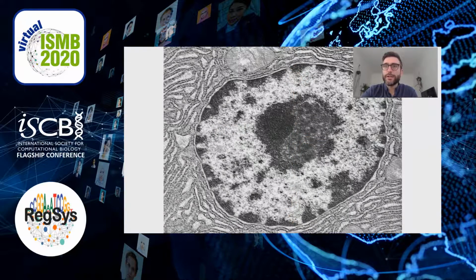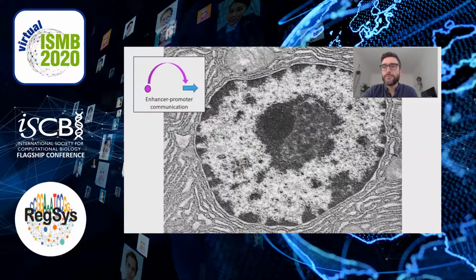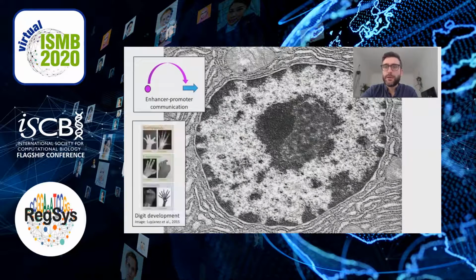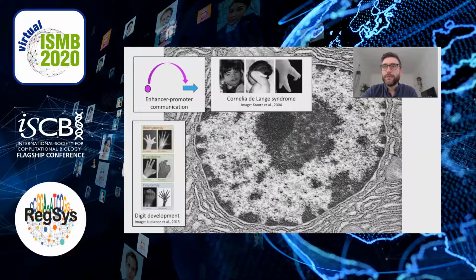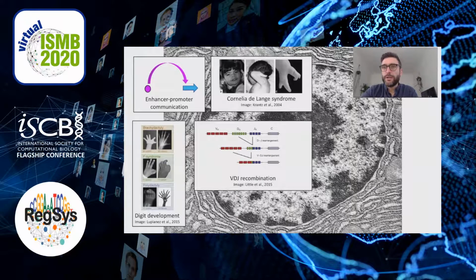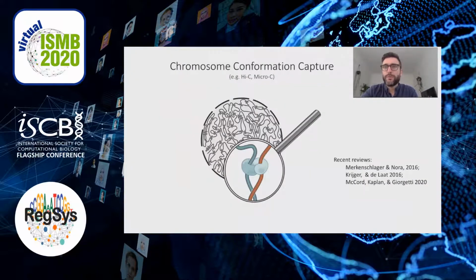Emerging work now connects genome folding to processes that range from communication between enhancers and promoters, to digit and limb development, to systemic developmental diseases like Cornelia de Lange syndrome, and VDJ recombination and the generation of immune repertoires. Genome-wide chromosome conformation capture experiments, including Hi-C and Micro-C, have greatly advanced our understanding of how the key proteins CTCF and cohesin organize the genome.